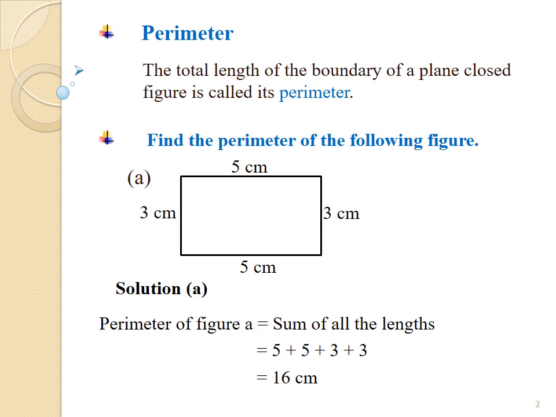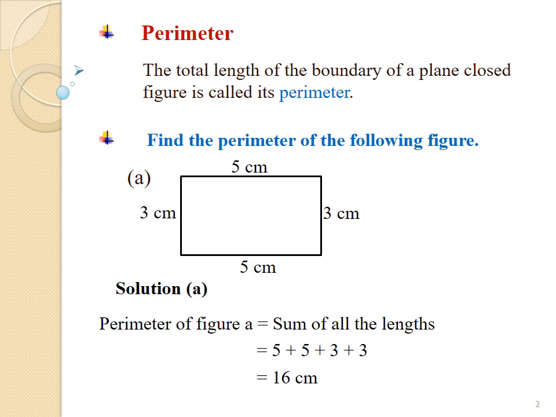Students, before solving the question, let us learn what is perimeter. The total length of the boundary of a plane closed figure is called its perimeter. Students, you have to remember that as perimeter is a length, its unit is centimeter, meter or kilometer. So now let us solve question number 1.